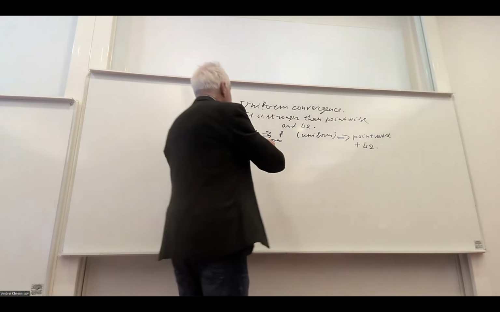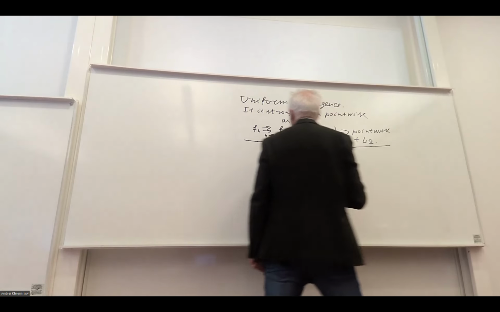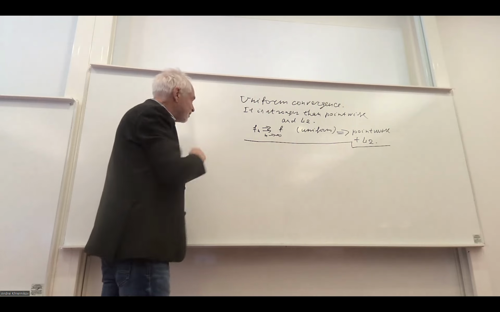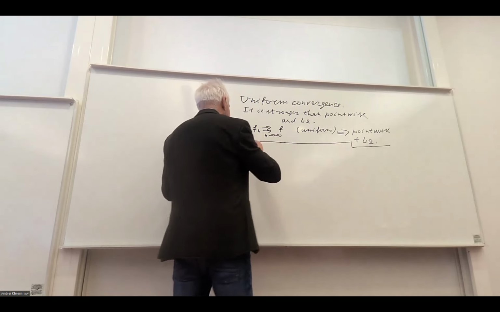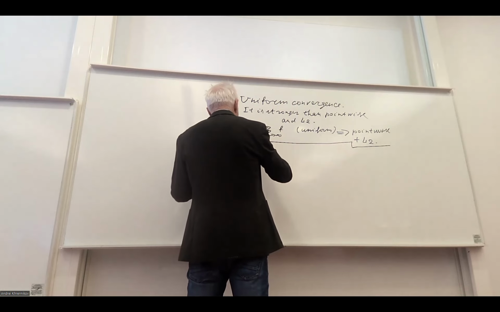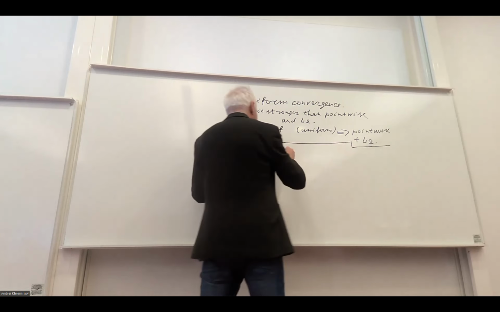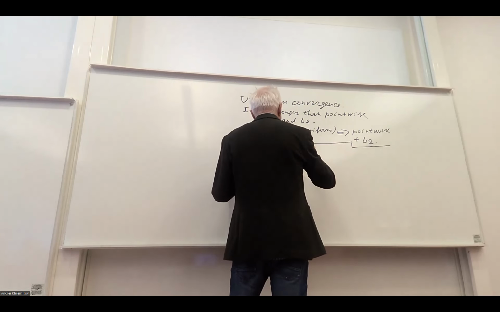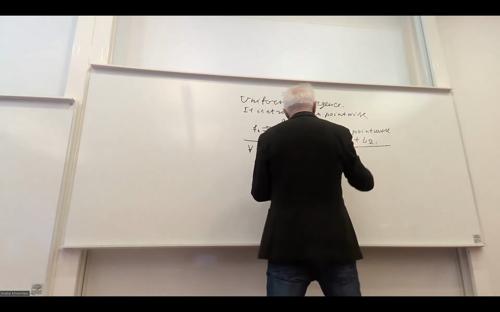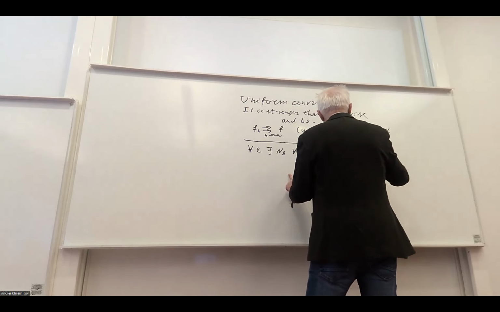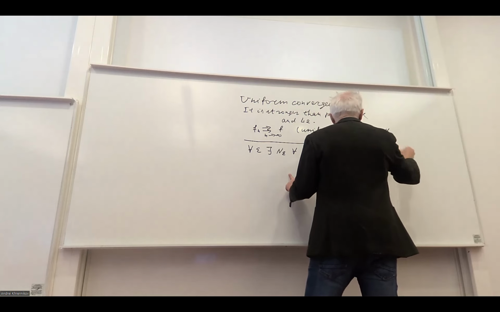What is the definition of uniform convergence? First, I recall to you the definition of the usual convergence. For any epsilon, there exists a number N depending on epsilon, such that for any n larger than or equal to N, the difference |f_n(x) minus f(x)| is less than epsilon.